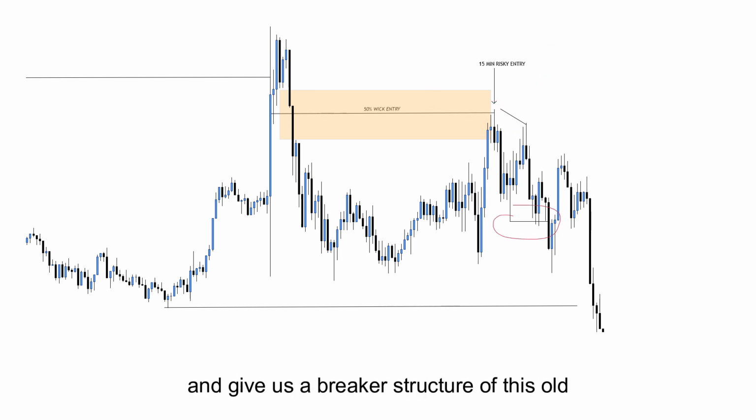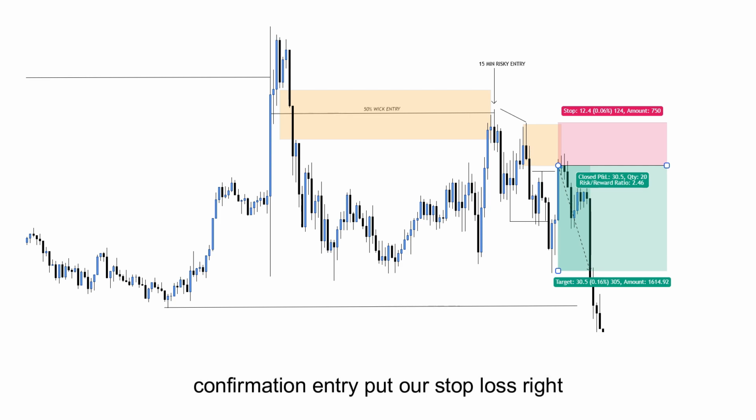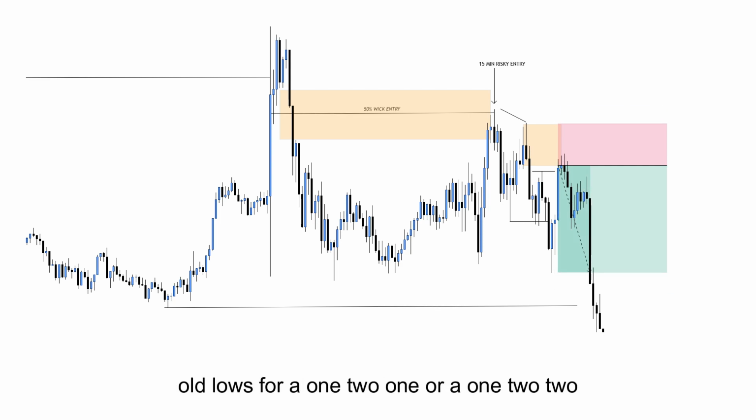and gives us a breakup structure of this old low, then we can grab our 1 minute order block, as you guys can see right here, perfect. This would be our confirmation entry. And what do we have right underneath it? We have our short-term high liquidity zone. So this could have been our confirmation entry. Put our stop loss right at these old highs, and where do we target? Old lows for a 1:21 or a 1:22. So this could have been your target right here.